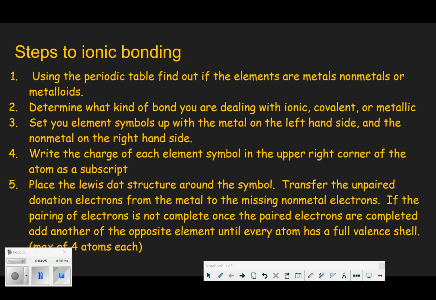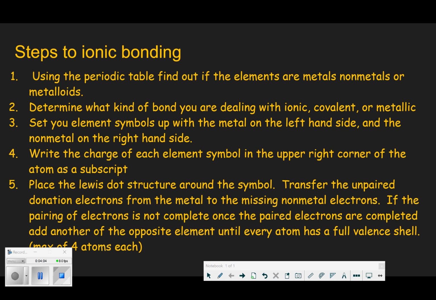So how to do ionic bonding? Number 1, use the periodic table to find out if the elements are metals, nonmetals, or metalloids. Number 2, determine what kind of bond you are dealing with: ionic, covalent, or metallic. We're assuming you have a metal and a nonmetal, so creating an ionic bond. Set your element symbols up with the metal on the left-hand side and the nonmetal on the right-hand side. Write the charge of each element symbol in the upper right-hand corner of the atom as a superscript.